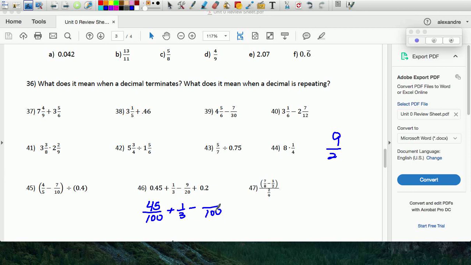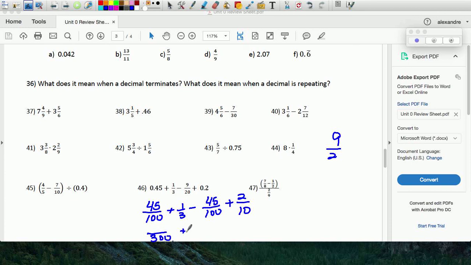So 20 times what's 100? It's times 5. So I'm going to multiply the 9 times 5. I get 45. Plus 0.2. The 2 is in the tenths place, so it's 2 over 10. Yuck. Really? Oh, so this one, common denominator of all, the LCM between 100, 3, and 10, is 300.